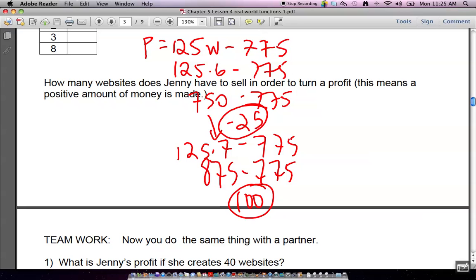Can we use a calculator? I'd rather you not. I'd rather you use your brain on this. You know what, it's almost over. Let me go to the answers to these things.